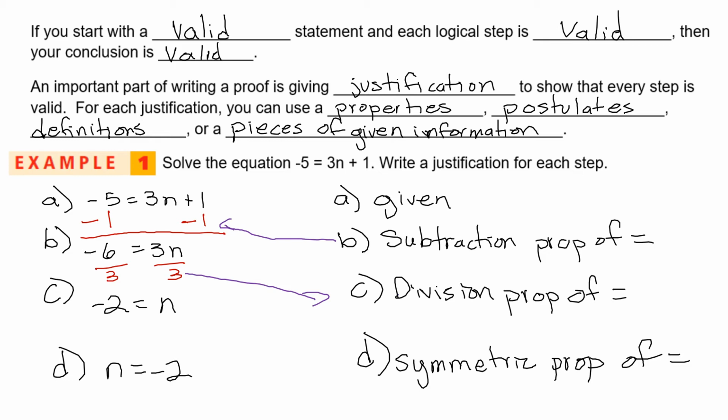When you're working your proofs, everything that I wrote in black is what you have to write. The stuff that I wrote in red, your work, you do not have to show that part of it when you are filling in your proofs unless it helps you to solve the proof and to solve the equation.